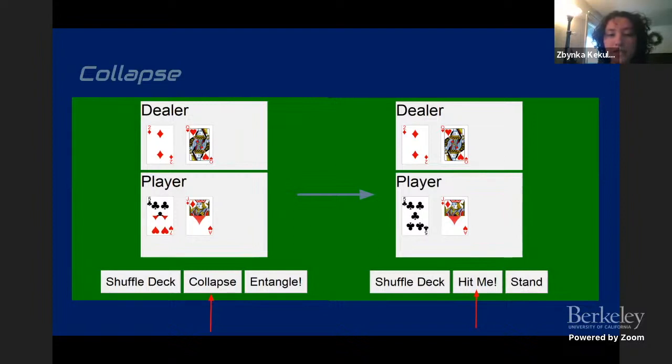So collapse. As you can see here, we start with the two superposed cards, and collapsing chooses one value of the superposed card randomly. Collapse only does that for one card at a time. In this case, we end up with either a 5 or a 7. After hitting collapse, we end up with a 5. And now we have the option to either hit or stand. So I select hit again.